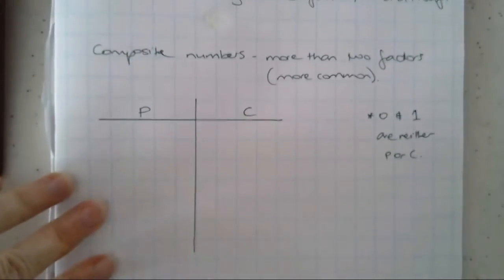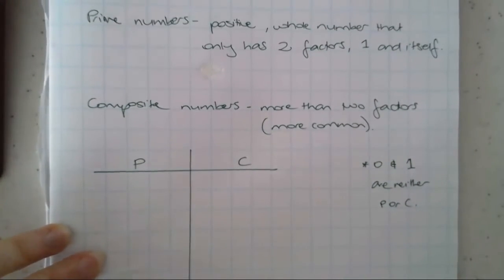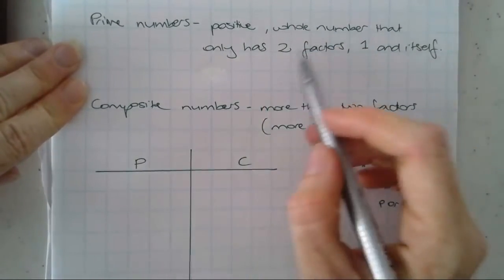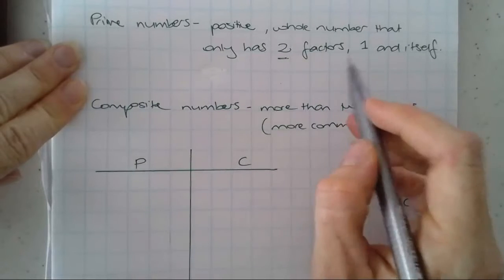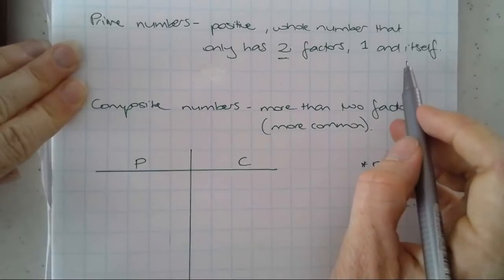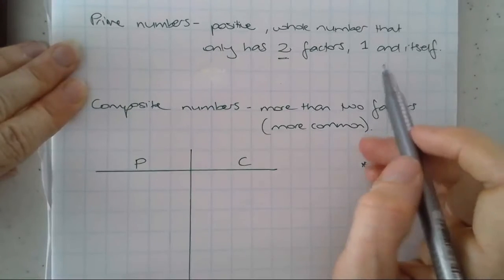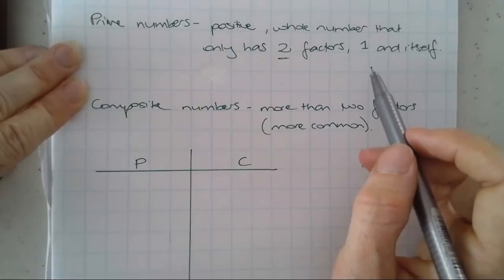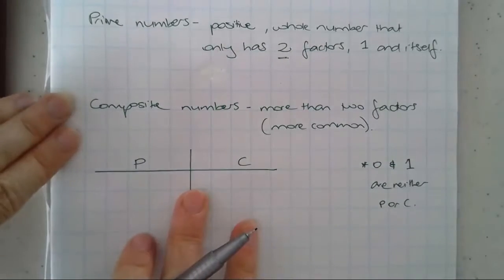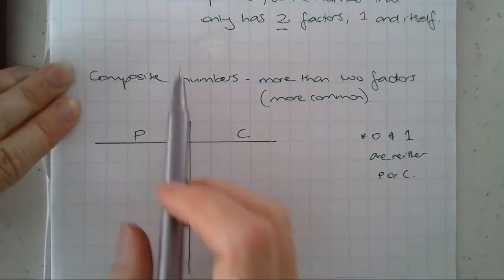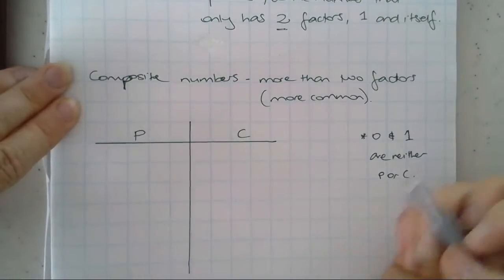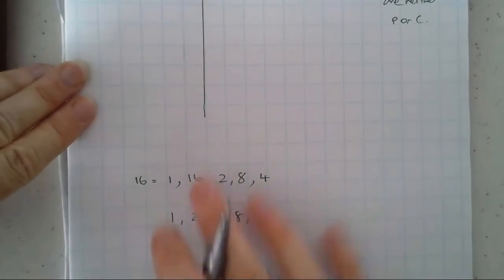There are two kinds of numbers we're looking at with prime and composite. Prime numbers are positive whole numbers that only have two factors, and those factors are 1 and itself, 1 and the number. Every positive whole number has those two factors, 1 and itself, but some numbers only have those, and they are prime numbers. More commonly, you find numbers are composite numbers, and that is more than two factors, like 16, for example.